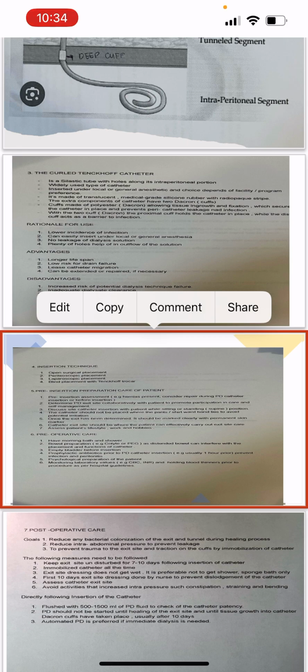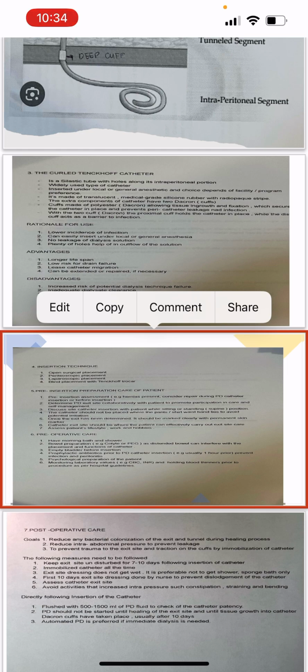The catheter should not be placed where the pants or shirt waistband lies, to avoid potential irritation. The catheter exit site should be where the patient can effectively carry out exit site care, and should suit the patient's lifestyle, work, and hobbies. For preoperative care, the client should have a morning bath or shower, we have to prepare the bowel, and the client should empty the bladder before insertion.